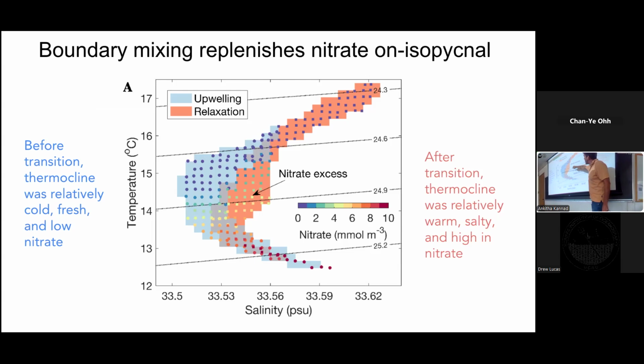And you can see that there's the before case, called upwelling, and the after case, and there's been a change in the TS properties associated with the increase in the nitrate. This is an isopycnal, and anything parallel to this isopycnal, here it's low, and here the nitrate is high on those isopycnals.